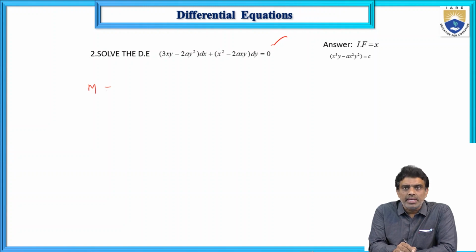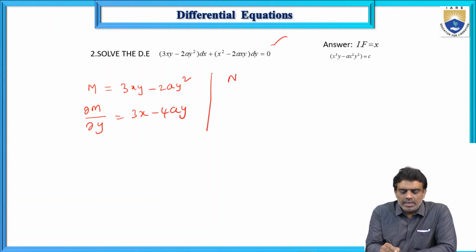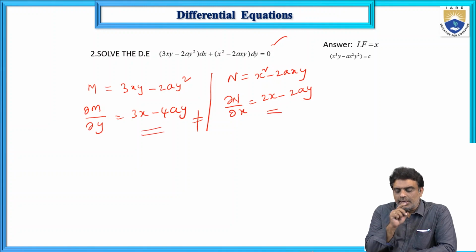We write, what is M here? M = 3xy − 2ay². Then what is ∂M/∂y? ∂M/∂y is 3x − 4ay. And similarly, here N is x² − 2axy. And what is ∂N/∂x, the partial derivative of N with respect to x? The derivative of x² is 2x, and this is −2ay. Clearly these two are not equal. That means the equation is not an exact equation.